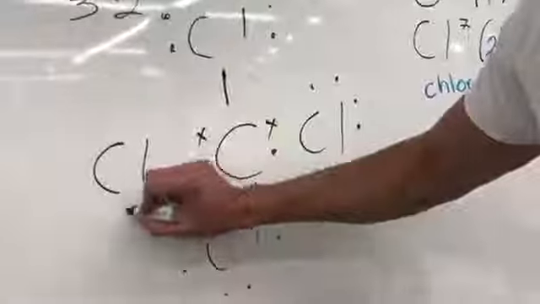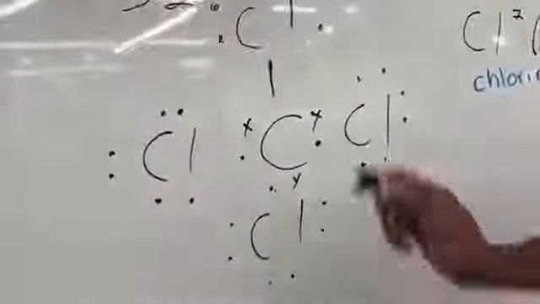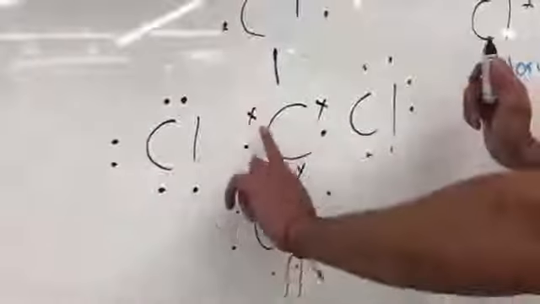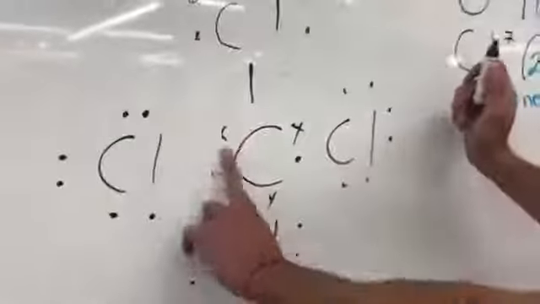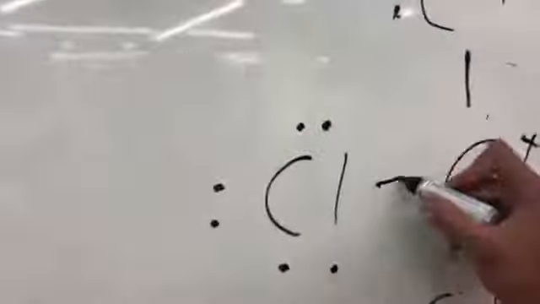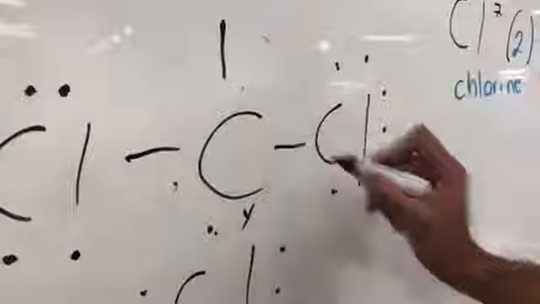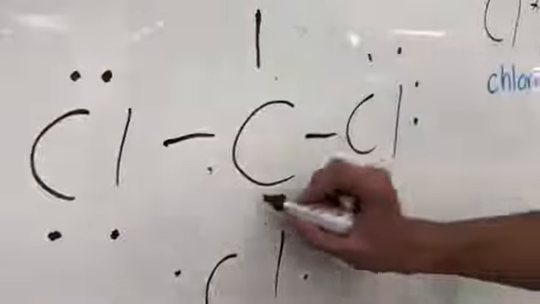Also 1, 2, 3, 4, 5, 6, 7. In this case, we have to make these bonds. How do we do it? We erase, and we write another line. Erase this one, we have another line. Erase this one, we have another line.